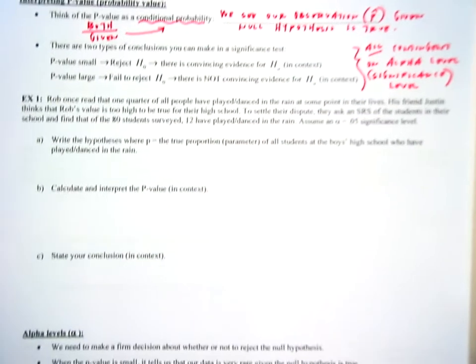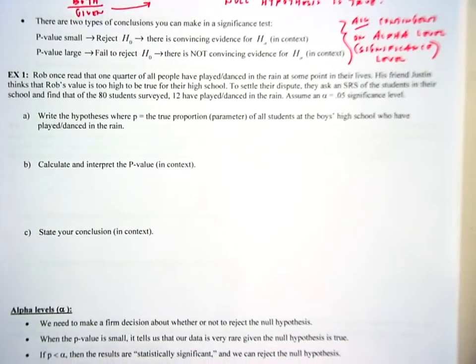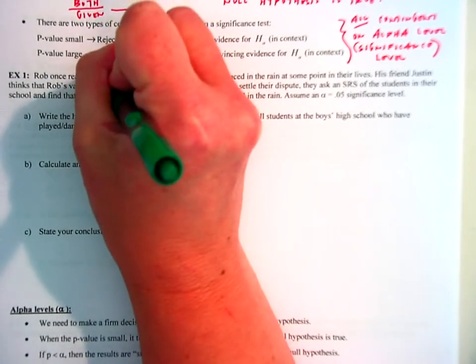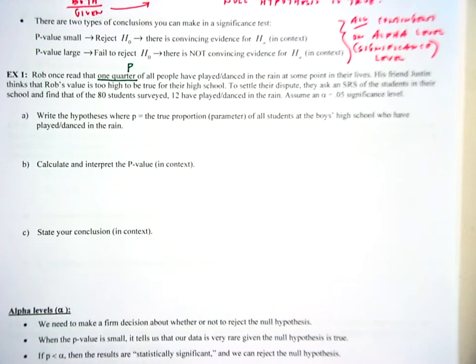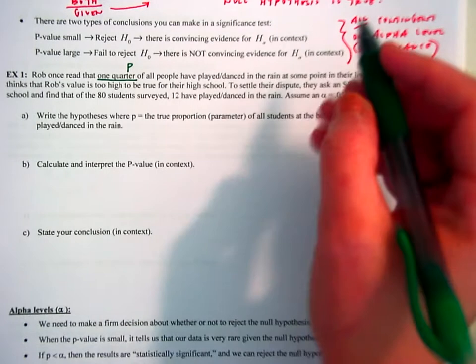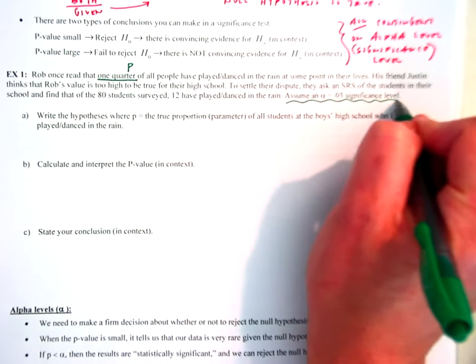Okay, so example 1. Rob once read that 1/4 of all people have played or danced in the rain at some point in their life. So that part seems important: 1/4 of all people, so that's telling us the parameter of 25%. His friend Justin thinks that Rob's value is too high, doesn't think that's true for their high school. To settle their dispute, they ask an SRS of the students in their school and find that of the 80 students who are surveyed, 12 have played or danced in the rain. Assume an alpha level, significance level, of 0.05.